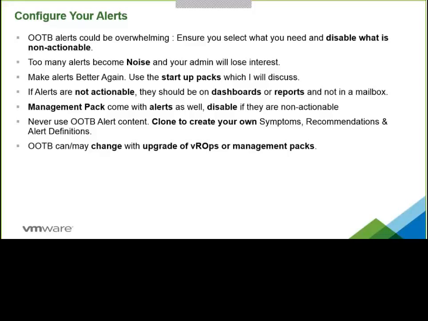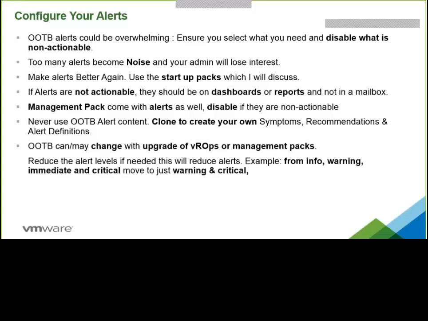Thanks for that, Simon. All right, so reduce the alert levels. I have had different opinions on this. VMware out of the box gives you 4 alert levels: info, warning, immediate, and critical. So your info might be 70%, warning might be 80, immediate might be 85, and critical might be 90, for instance, for a particular metric or symptom.